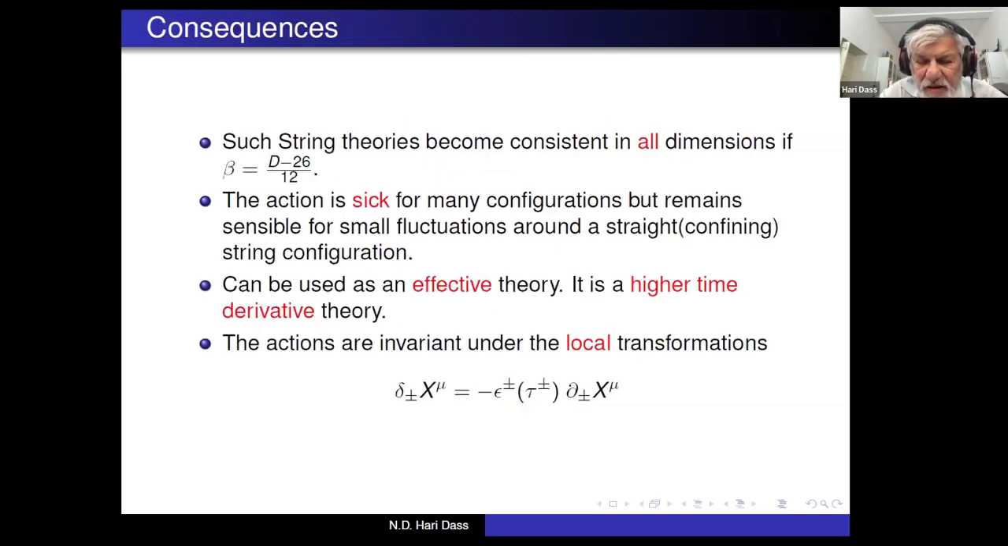Such string theories become consistent in all dimensions. This is a technical point which you have to look at in the literature. But the action itself is sick for many configurations, but remains sensible for small fluctuations about a straight confining string configuration. So the interpretation is to use the Polchinski-Strominger action as an effective theory. It's also a higher time derivative theory, but it has exactly the same local invariances as string theories. Next slide, please.